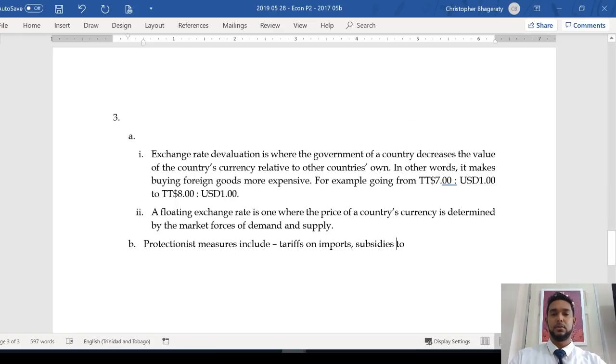So embargo to be one? Yeah. Government subsidies to local companies. So tariffs, subsidies, somebody said embargo, quotas.